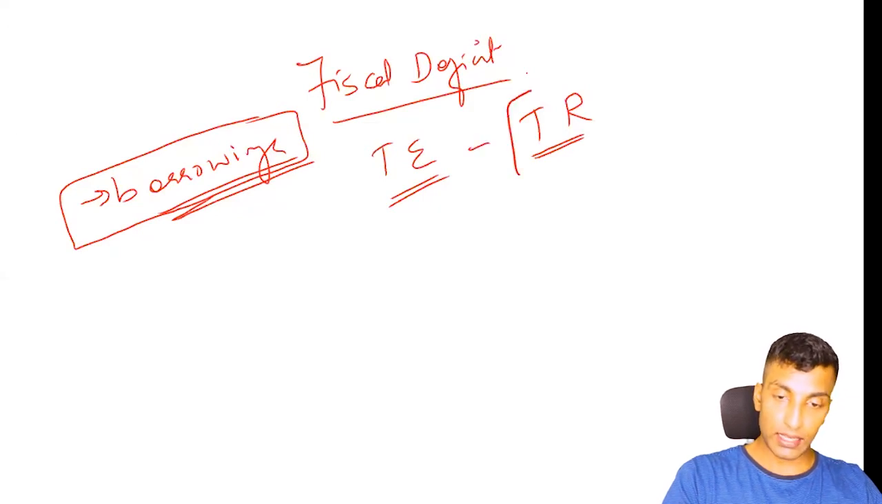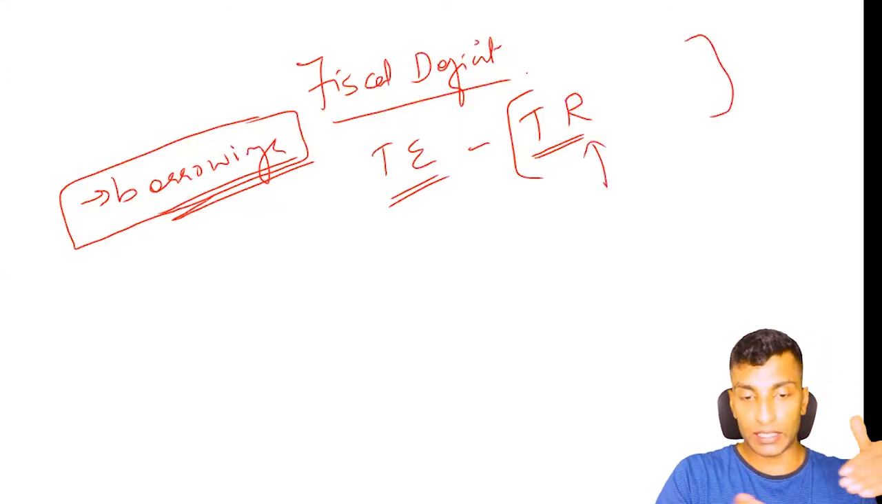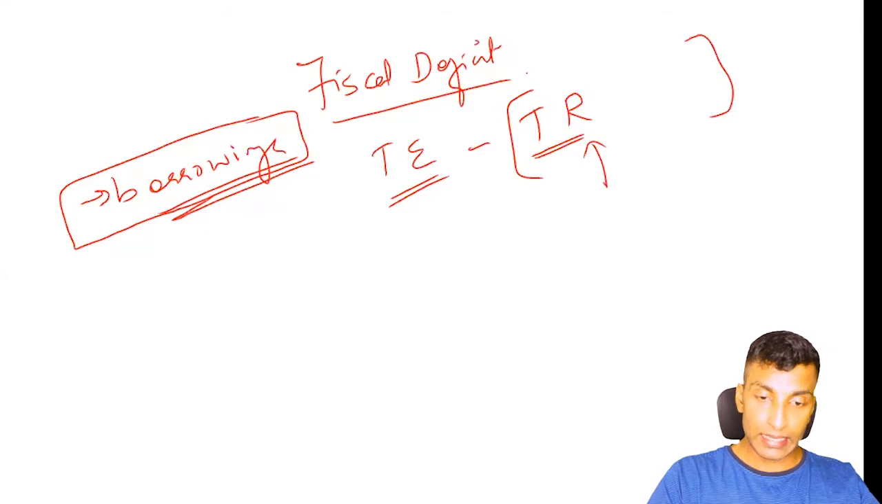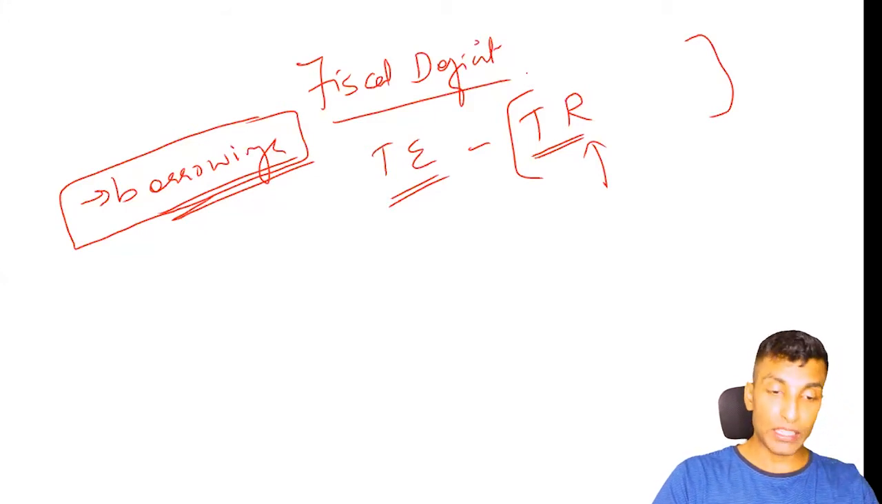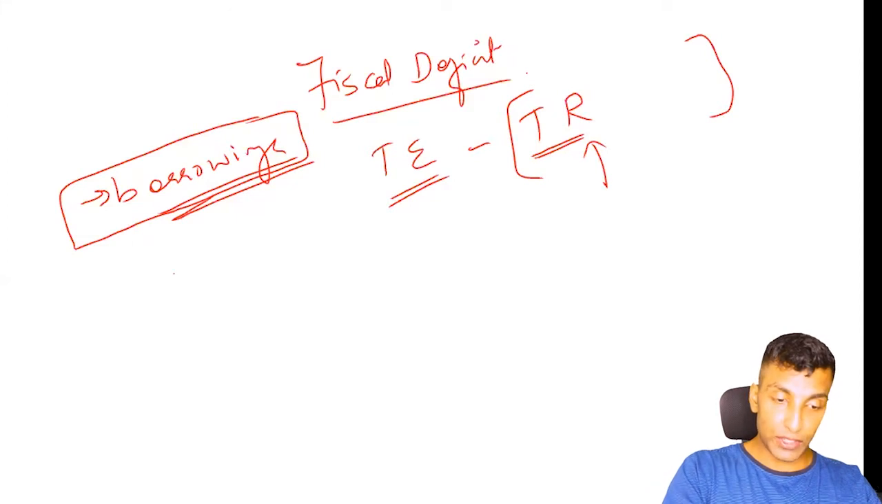So total receipts, borrowing will also come. If you remember, in the previous session I told you, in the receipts it's something which you are receiving, right? So in that borrowings will also come, so that will be excluded here. So ultimately, what does it mean? It means the borrowings only. So fiscal deficit is actually the borrowings.